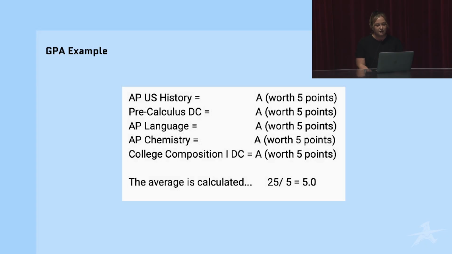Student number 2, you'll notice that they are also a straight A student. They're also taking 5 classes, but you'll notice the difference here is this student's classes are weighted on a 5-point scale.